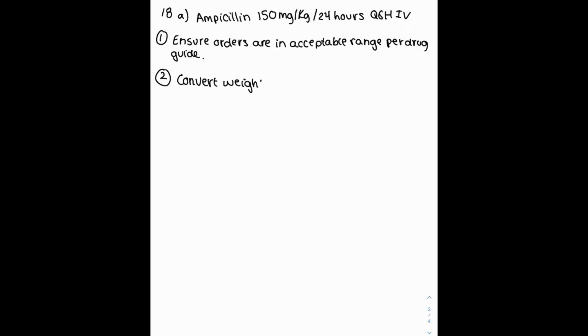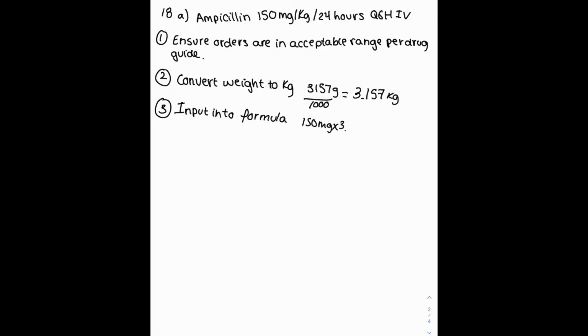Next, we're going to convert our weight from grams to kilograms. So we're going to have our 3,157 grams divided by 1,000 results in 3.157 kilograms. Next, we're going to input the weight into our formula provided. So it's going to be 150 milligrams times 3.157 kilograms equals 474 milligrams per 24 hours.